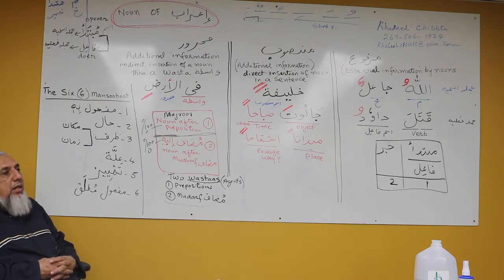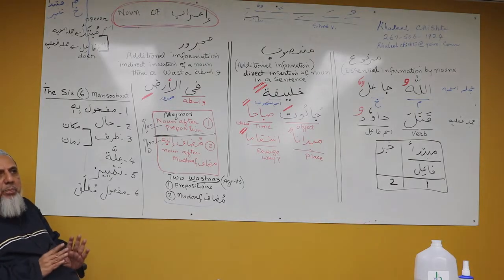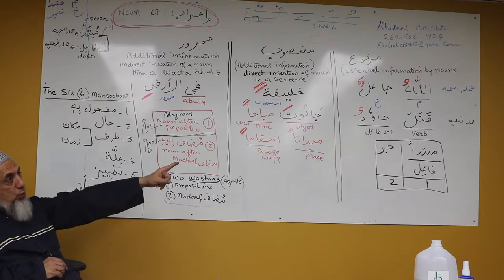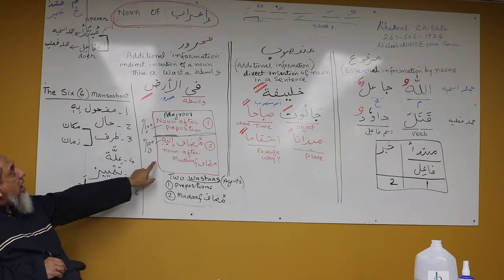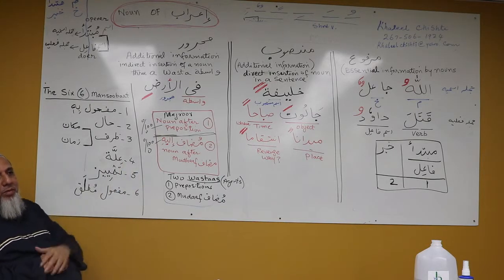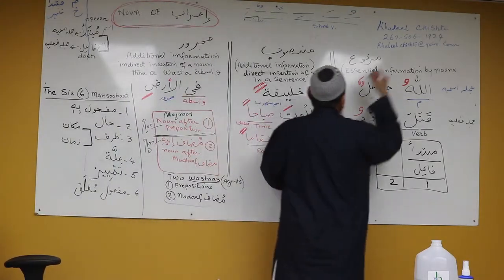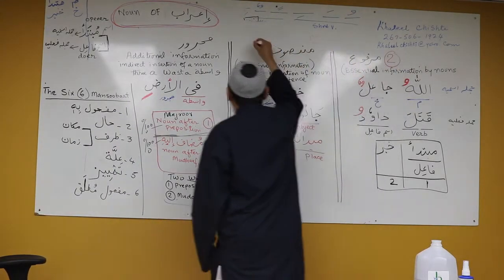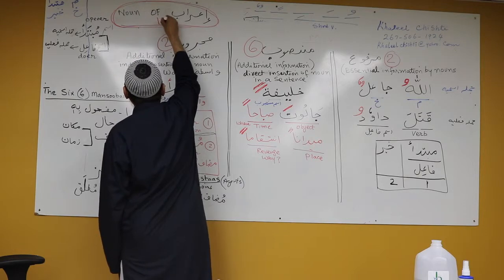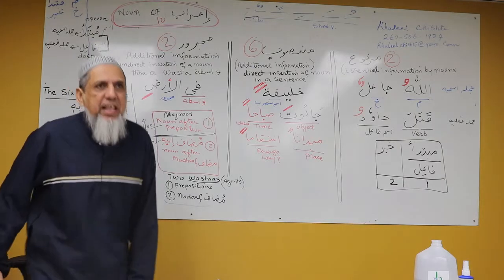So all together, how many are there? Ten. So 10 are the basic types of nouns, out of which 2 are marfu, 6 are mansub, and 2 are majrur. You see here, marfu 2, mansub 6, and majrur 2. So all together they are 10. They are the fundamental 10 variations of noun.